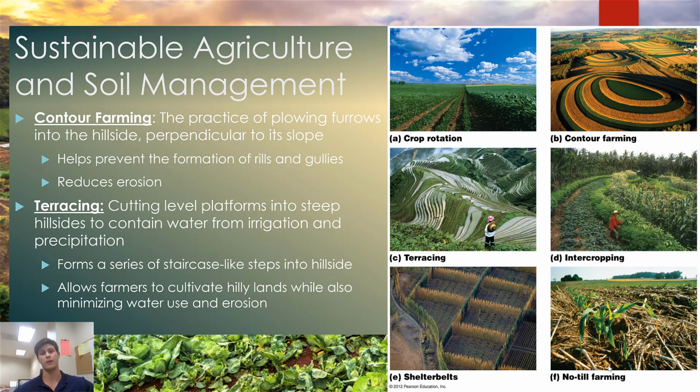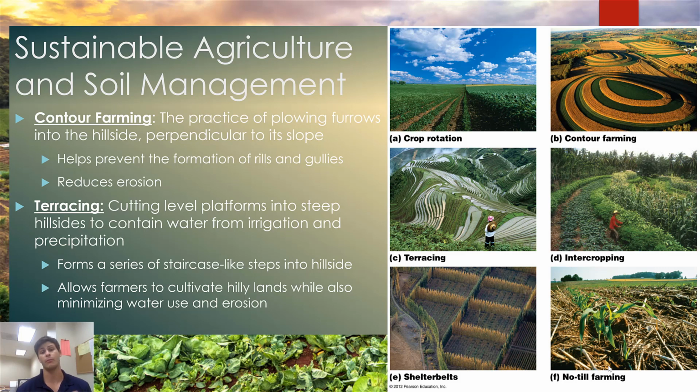Basically, if your hill looks like this and your slope is going down this way, what you're going to do is plow furrows perpendicular to the hill lengthwise. Now what that does is that as water runs down, it stops over and over again as it hits any one of these furrows, and that slows the water down so it doesn't sweep away a bunch of your soil.